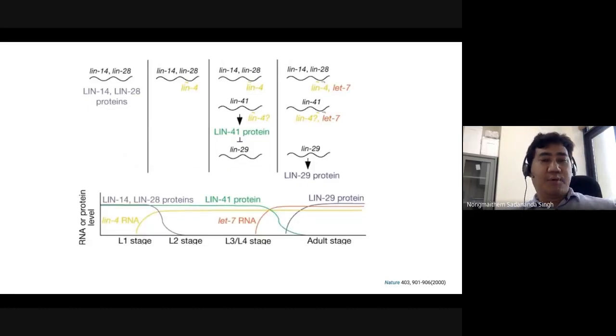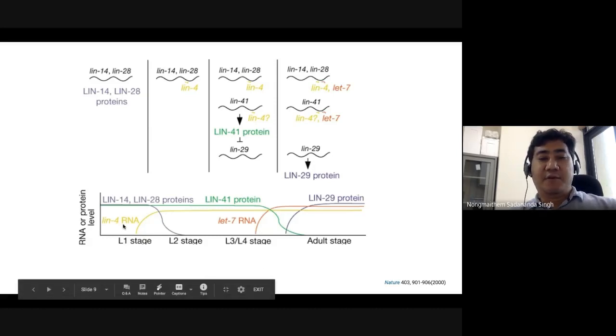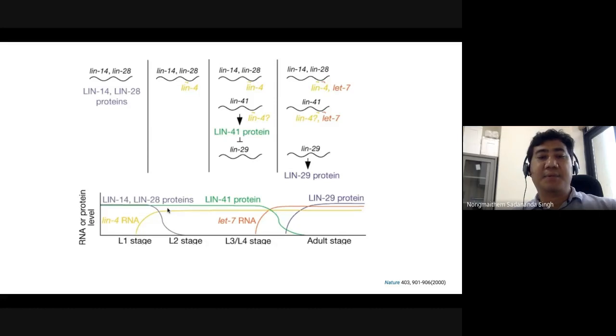So now, once they discovered the lin4 and lin14 relationship, people looked into multiple other microRNAs. One of the famous ones is the let-7 RNA. let-7 is again involved in developmental timing. When they looked at the expression level of the microRNA and the protein expression level, what was seen is that when lin4 RNA is high, when lin4 picks up, it knocks down the lin14 expression, and lin28 expression goes down.